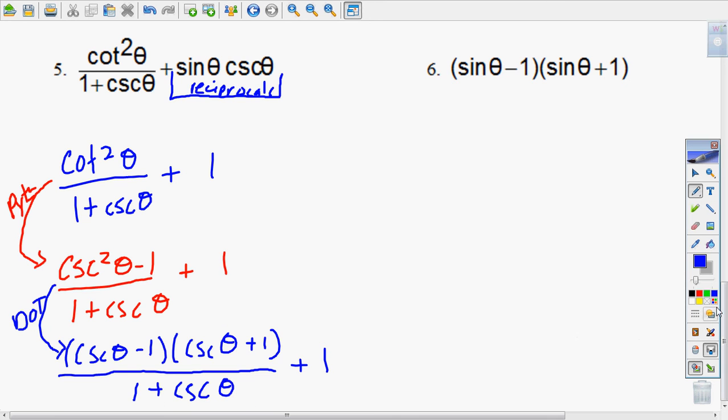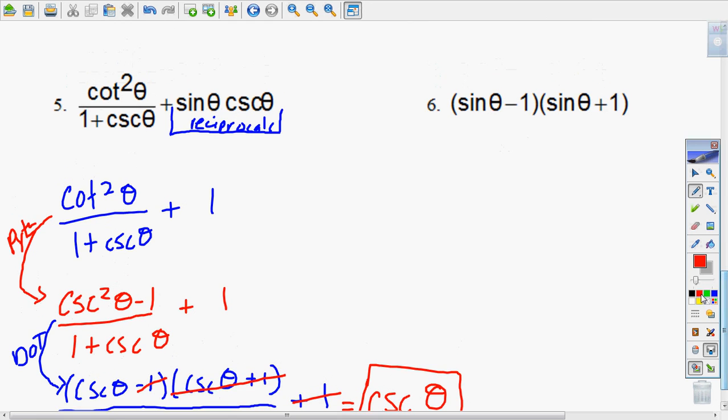So what happens to my plus 1s? The whole thing cancels. I have a negative 1 and a positive 1, so what are they going to do? They cancel. And then what's left standing? Cosecant theta. So we went from reciprocal to Pythagorean to difference of squares to elimination, simplifying.